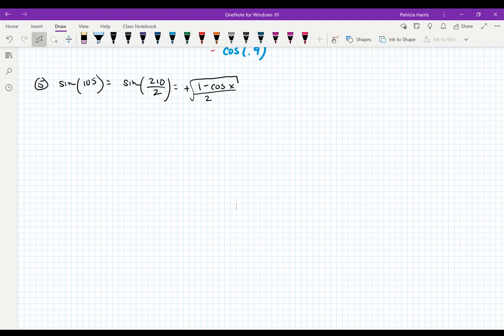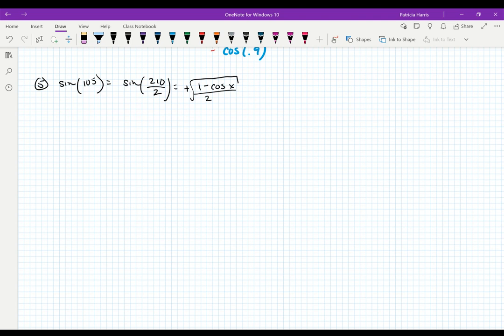Okay, so last two problems. My first problem actually can be done two ways. I can use a half angle formula, but that is a bit more difficult than what we should be doing. So what we're going to do is use a difference identity.